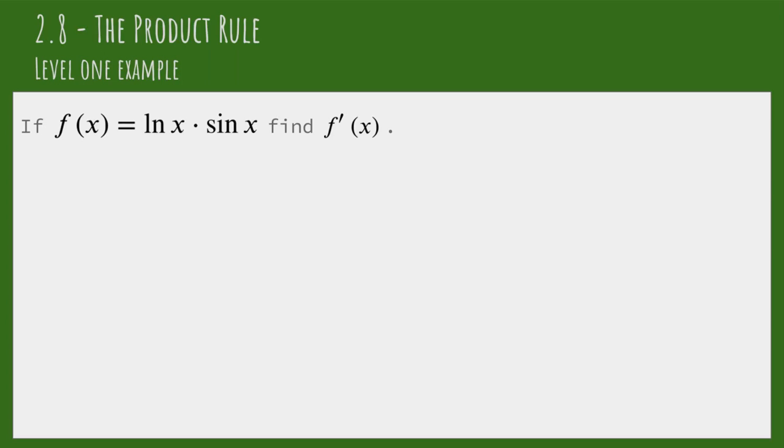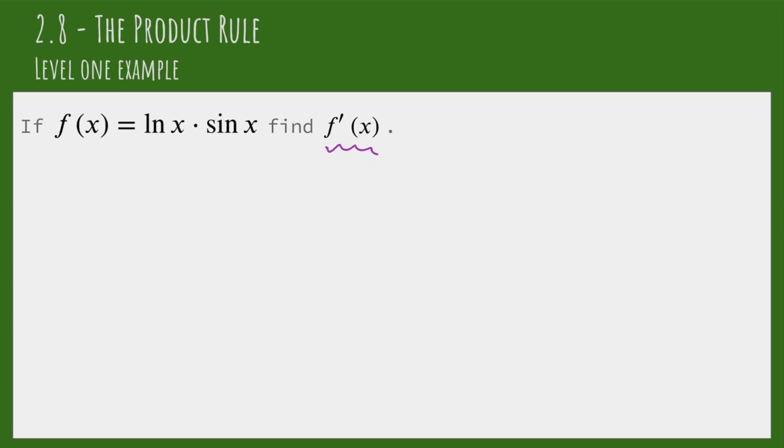Hello, Mr. Betts here. Let's take a look at a couple of pretty straightforward examples of applying the product rule. So we have a function defined as the product of the natural log of x times the sine of x. The natural log function and the sine function are both functions that we can take the derivative of by themselves.